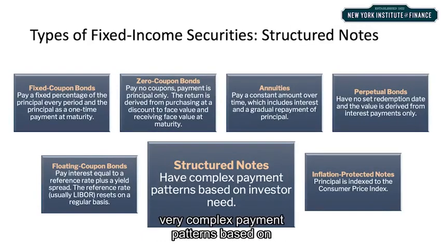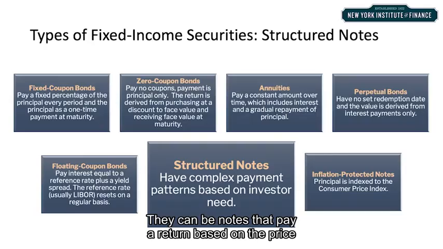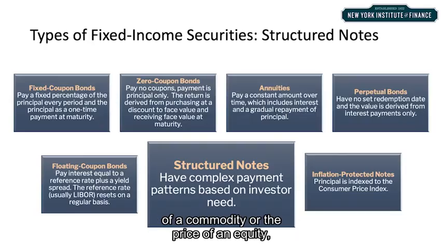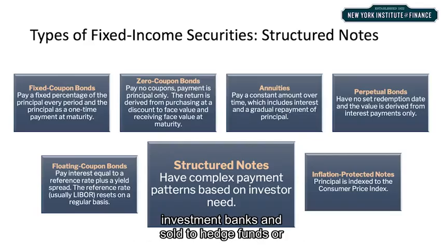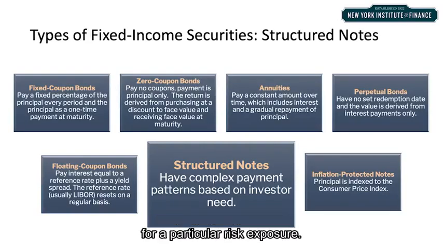Structured notes can have very complex payment patterns based on whatever return factor the investor has chosen. They can be notes that pay a return based on the price of a commodity or the price of an equity or a combination of an interest rate plus an extra return based on the price of a commodity or an equity index or even a particular stock. These bonds are mainly issued by investment banks and sold to hedge funds or high net worth investors who are looking for a particular risk exposure.